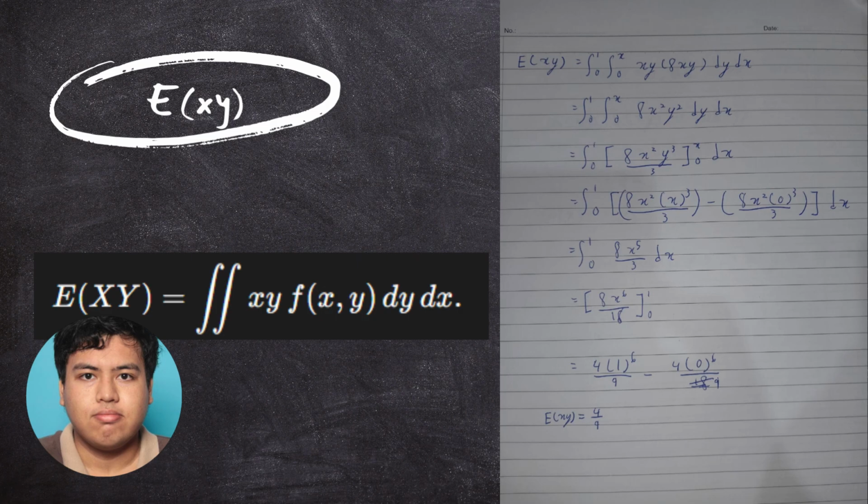Next, the expected value of the product xy is calculated using E(xy) equals the double integral of xy times f(x,y) dy dx. This measures the average product of x and y, taking into account how often combinations of x and y occur in the defined region. After integration, we get E(xy) equals 4 over 9.